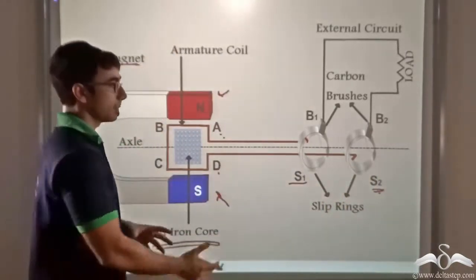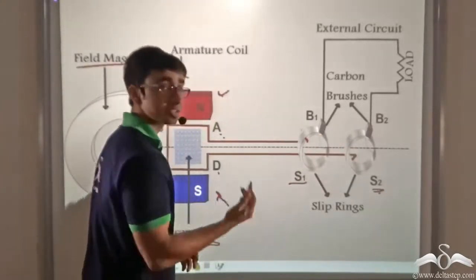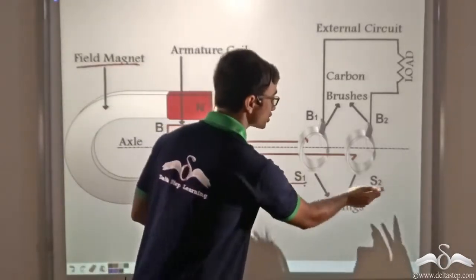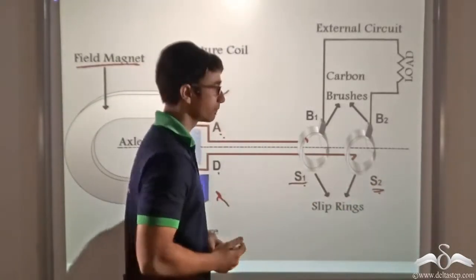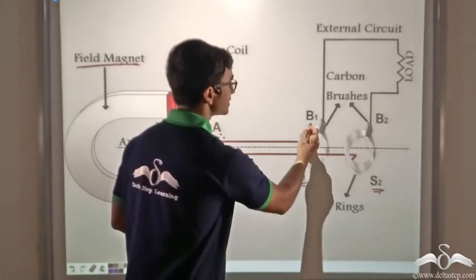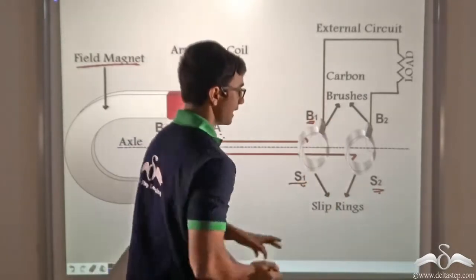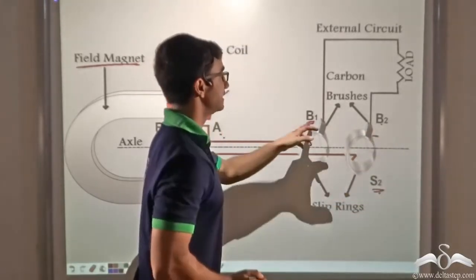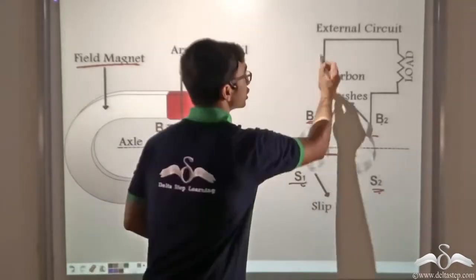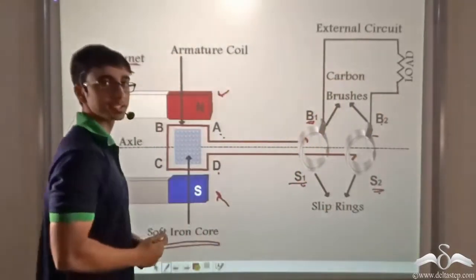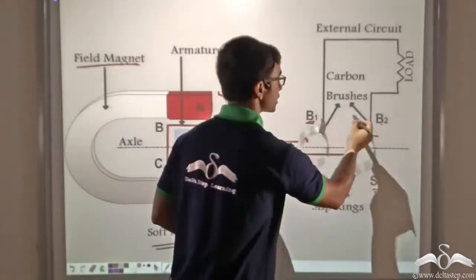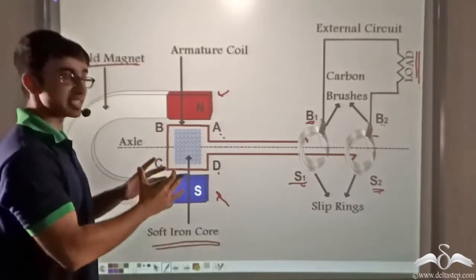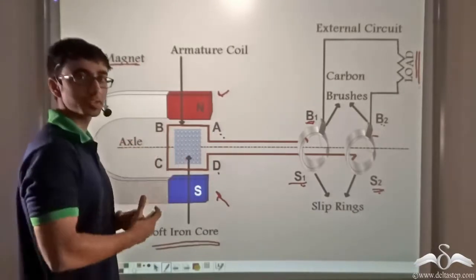As you can see, much unlike what we had seen in the case of DC motor where there was one split ring, in this case there are two slip rings S1 and S2. Slip ring S1 is touched against brush B1 and slip ring S2 is touched against brush B2. These brushes are carbon brushes across which the external circuit is constructed, or in other words, across brushes B1 and B2 the load is connected. So this is the basic arrangement and the basic structure of a generator.